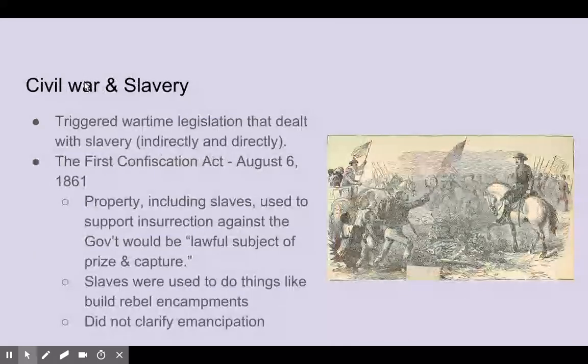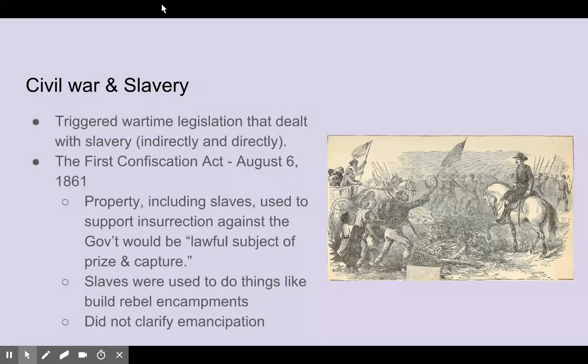So let's take a step back, and we already discussed all the ways in which slavery caused the war and how it increased tensions leading to the Civil War, whether it be the Missouri Compromise, Dred Scott, all those sorts of things. Okay, so there was already legislation dealing with slavery even before the Emancipation Proclamation.